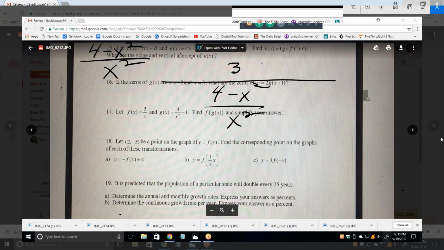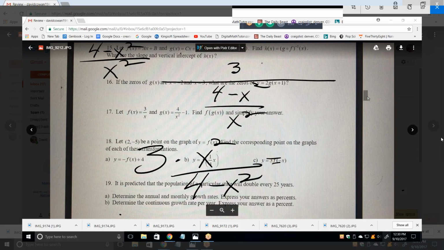3 over, here's the large fraction line, 4 minus x squared over x squared. How do I simplify that? You multiply by the reciprocal. Okay, tell me what that is. Tell me how to lay it out. 3 times what? 3 times x squared over 4 minus x squared. What's that equal to? 3x squared over 4 minus x squared.